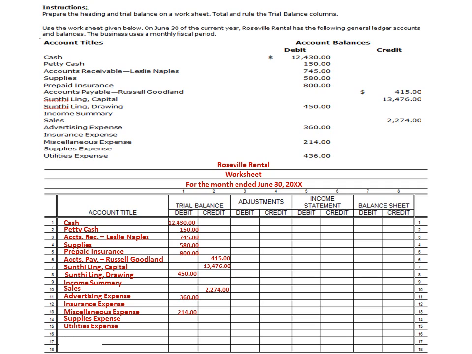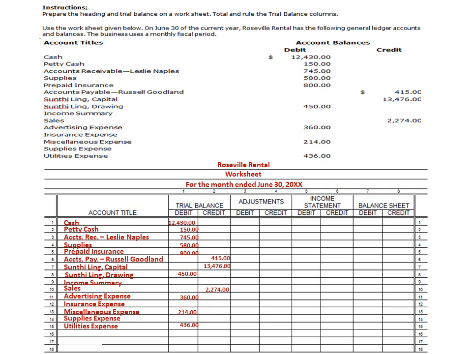And once again we move to the expenses. Notice I'm skipping over, not putting anything in the income summary because we don't have a balance, but it still needs to be there. Insurance expense, don't have a balance, but still needs to be there. Supplies expense doesn't have a balance, but still needs to be there. So we just leave those blank.